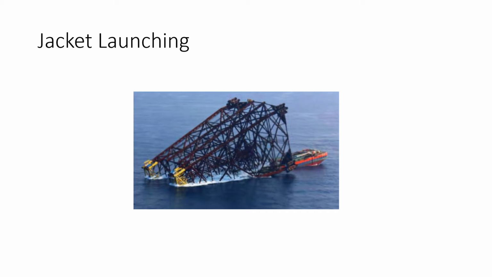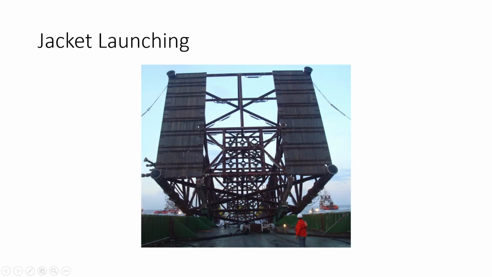This is the launching sequence of the jacket. They will reduce the draft of the barge at the required rate, and then launch the jacket using the rocker arm on the barge. This is another view of the jacket launching.